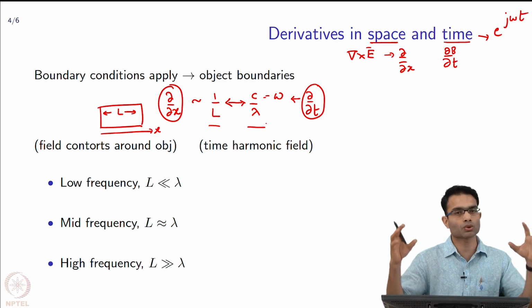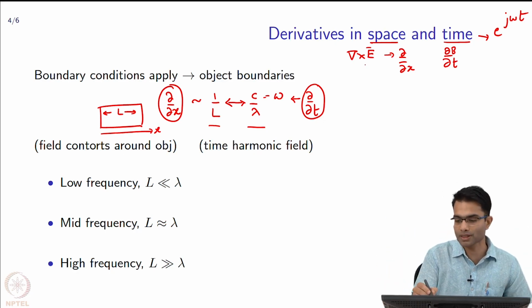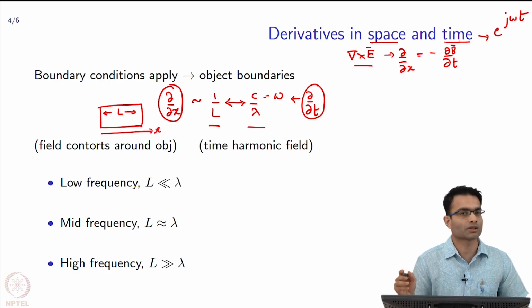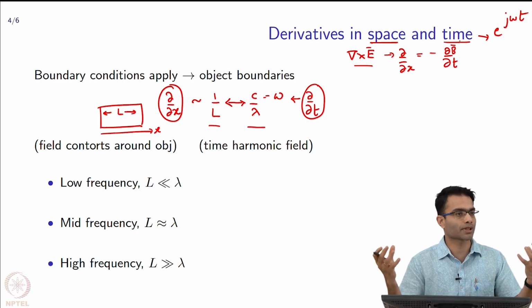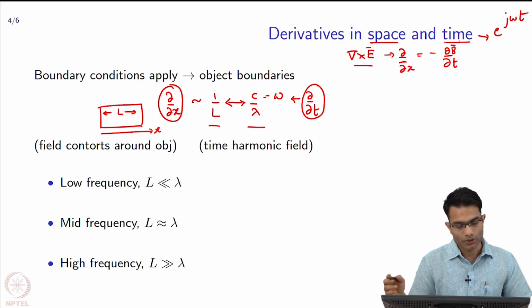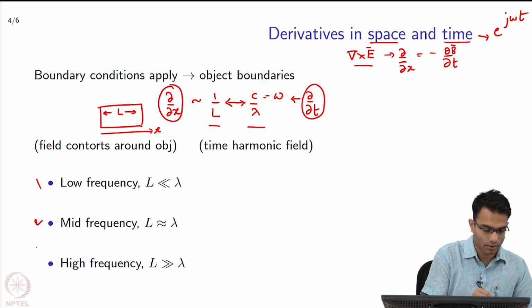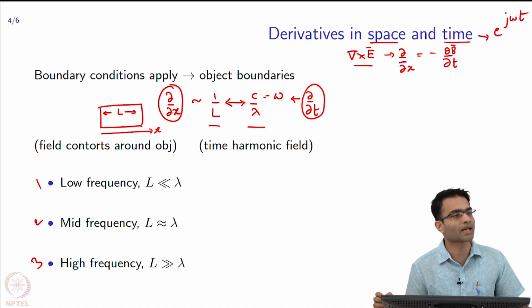Okay. So these are the two competing terms. Remember this equation which I had, del cross E is equal to minus dB by dt. That was one of the equations, right? So it's like a tug of war between these two terms, and who is going to win? Based on the relative ratio between L and lambda, there are three regimes of physics that happen.